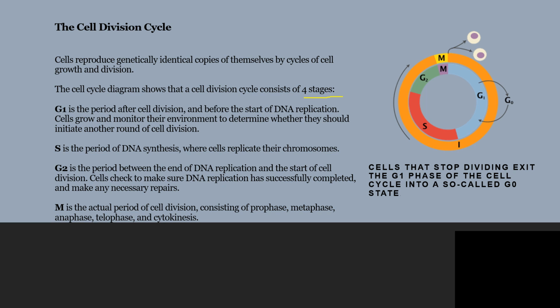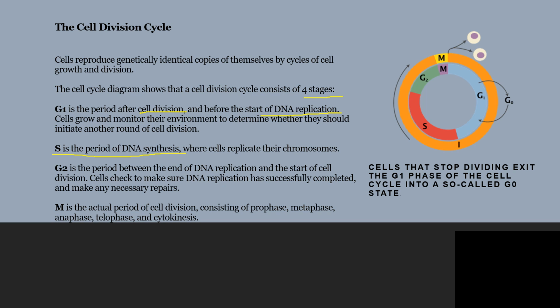G1 is the period after cell division and before the start of DNA replication. Cells grow and monitor their environment to determine whether they should initiate another round of cell division. S is the period of DNA synthesis where the cells replicate their chromosomes.